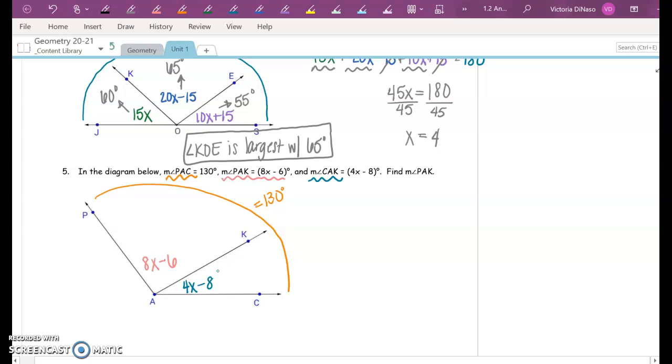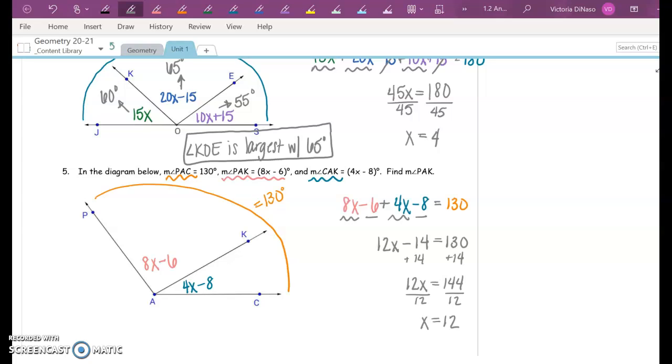And now you're going to go ahead and set up by adding 8x minus 6 plus 4x minus 8 to equal 130, since these two smaller angles added together get me the largest angle. Set it up and solve. When you solve, you'll get that x equals 12. Finally, you have to input the 12 into the measure of angle PAK, which I have in pink. So the measure of angle PAK equals 8 times 12 minus 6, and that equals 90 degrees.